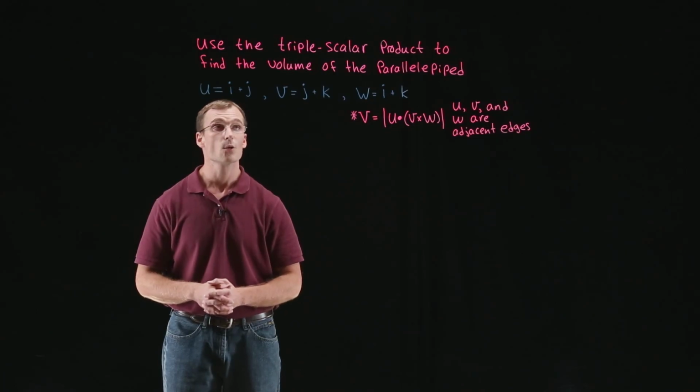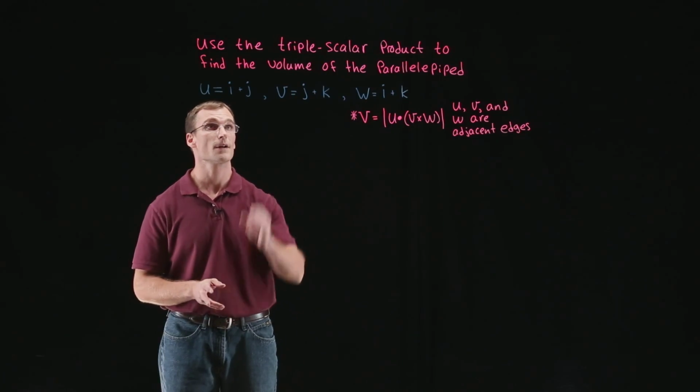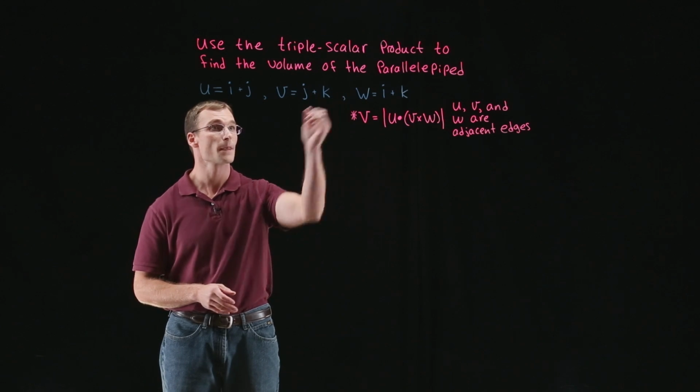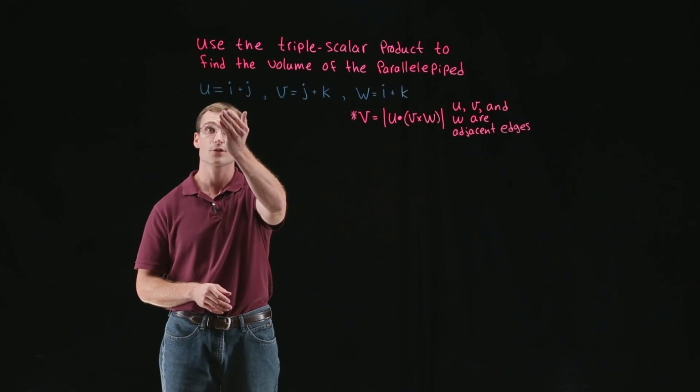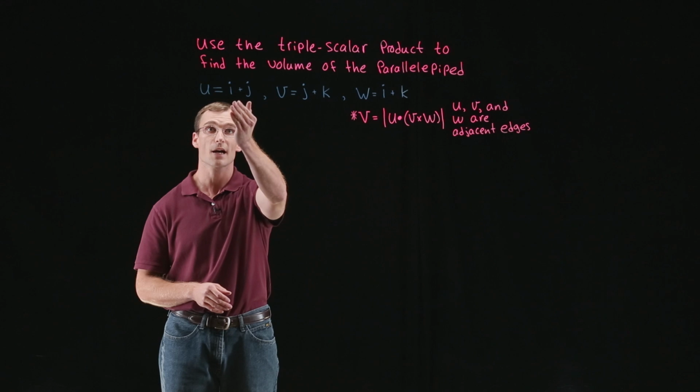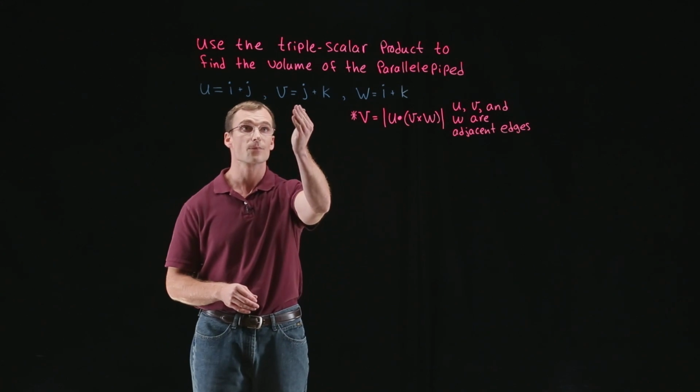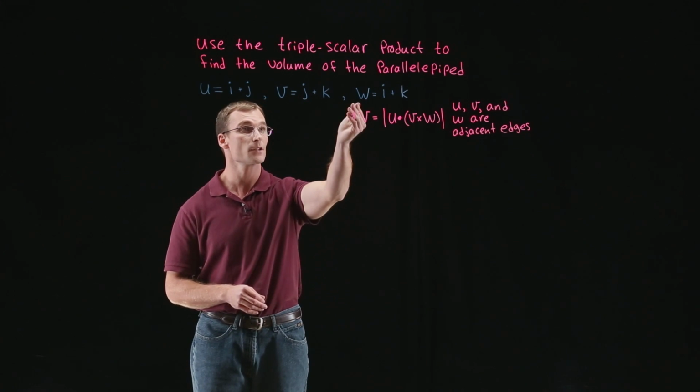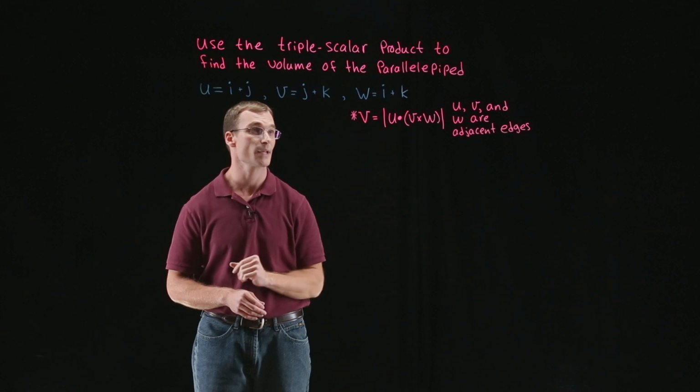Hello everyone, I'm Adam. In this problem, we're going to be using the triple scalar product to find the volume of the parallelepiped with adjacent edges given here by our vectors u equal to the unit vectors i plus j, and v equal to the unit vectors j plus k, and w equal to unit vectors i plus k.